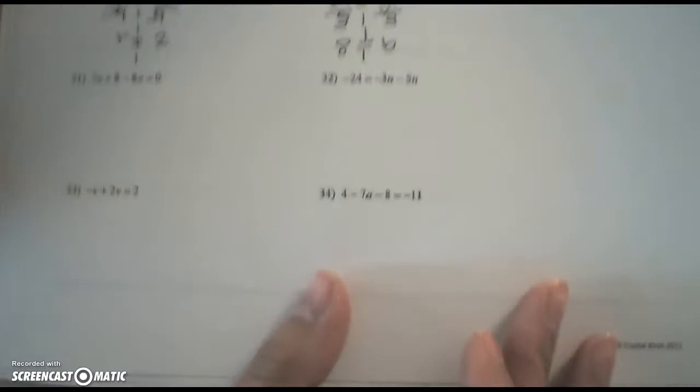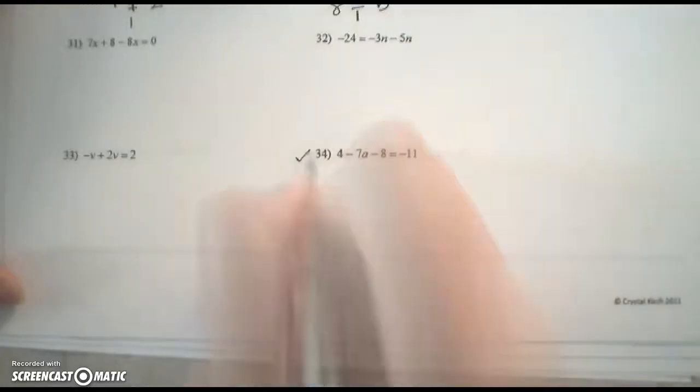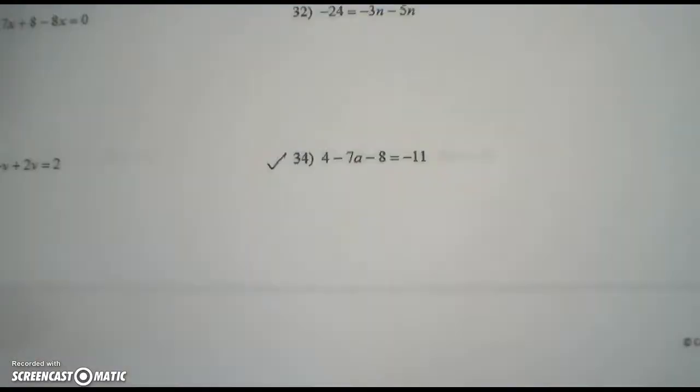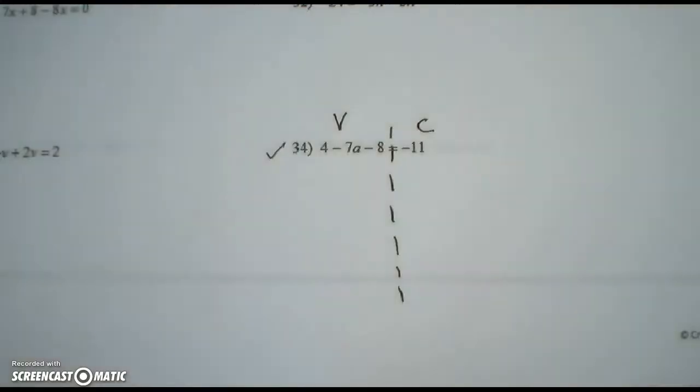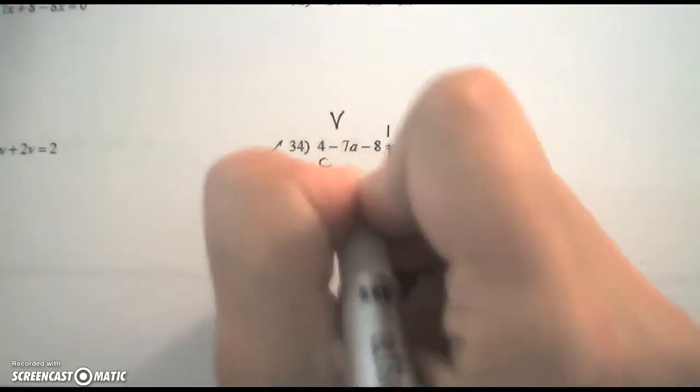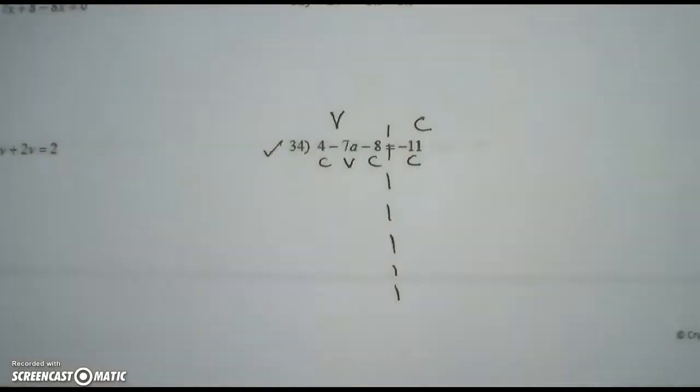Okay, last one for this level is going to be number 34. We're going to draw our fence where our equal sign is, and then label our variable land and our constantville. And then let's label constant, variable, constant, constant. Whoa, lots of stuff there. So we have drawn our fence, labeled our variable land and constantville, and labeled all of our stuff. And now we've checked for distribution, which we don't have in this section.